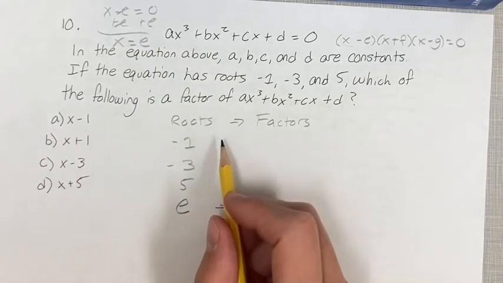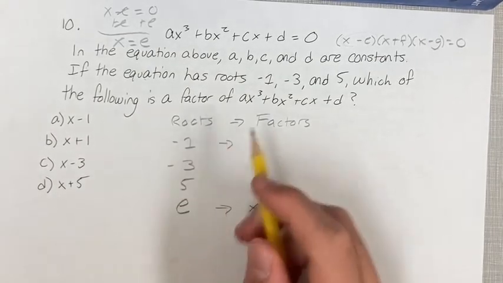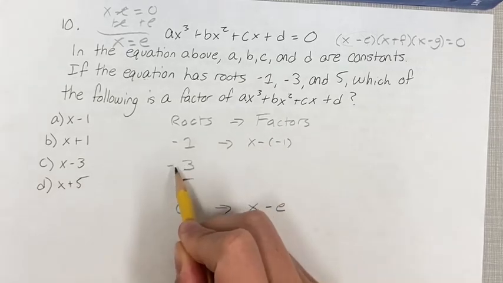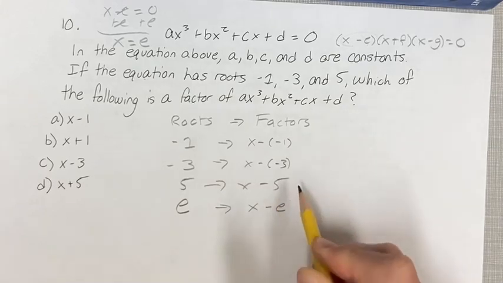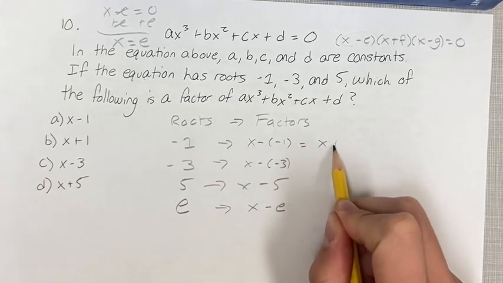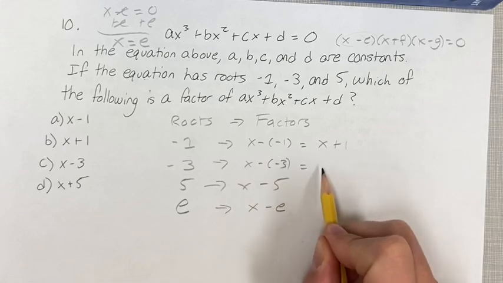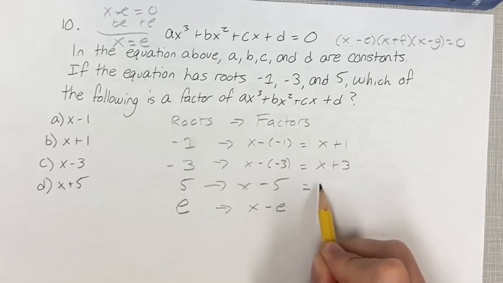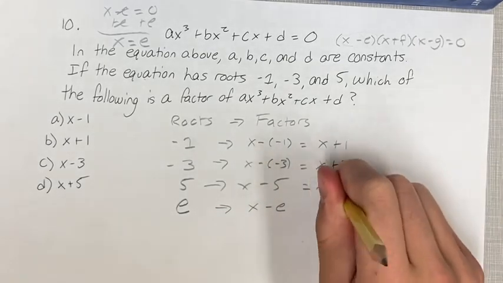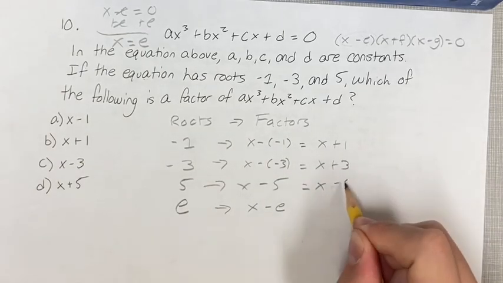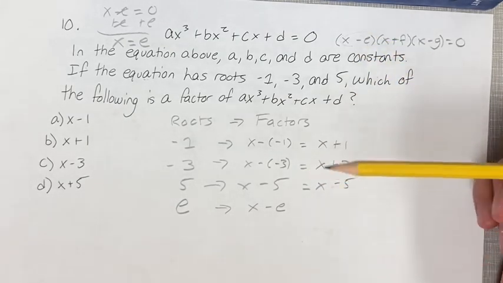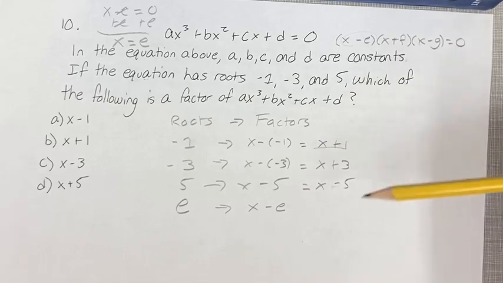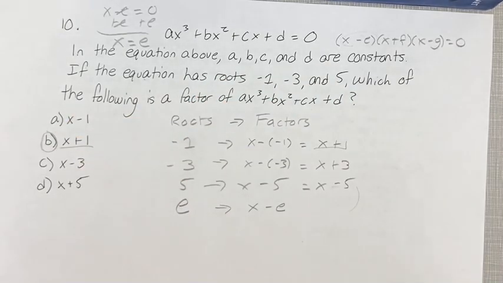So here, going in a similar way, our factors are going to be x minus -1, x minus -3, x minus 5. And of course, minus -1 is x plus 1, x minus -3 is x plus 3, and we still have x minus 5. So these are our three factors of the expression, and only one of these lines up with one of our answers. We have x plus 1 lines up with b, so that's going to be your final answer.